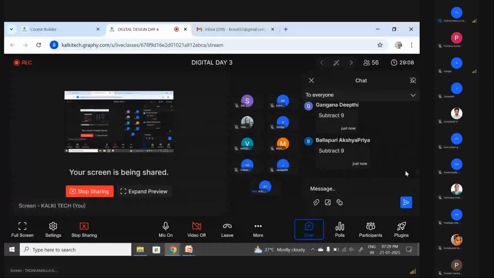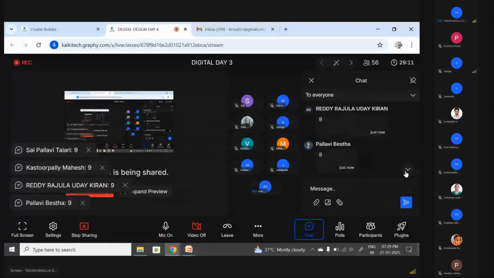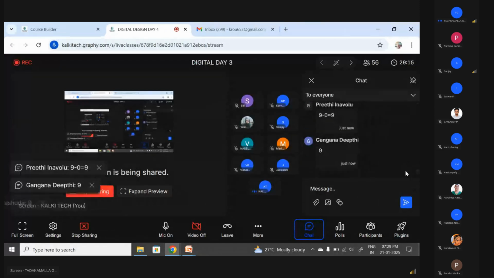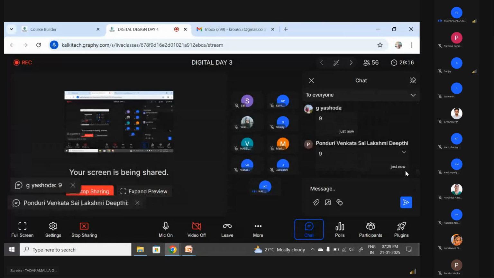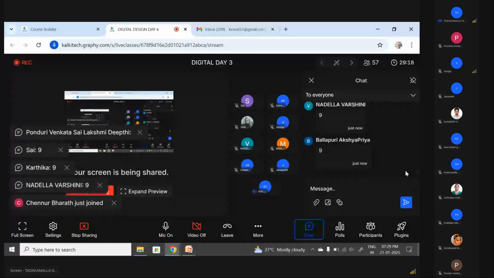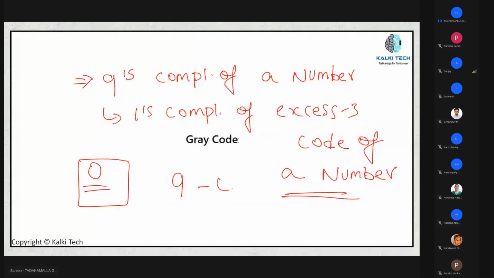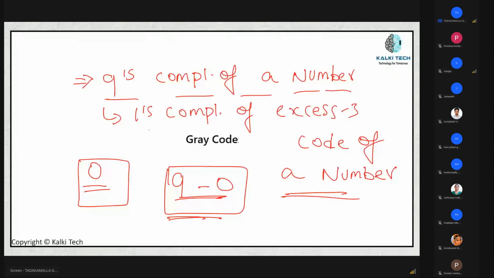Yeah. What is the nines complement of 0? 9. Okay. Now, the nines complement of 0, how are you finding it? You're subtracting 9 from the digit 0. Okay. But what I'm telling is, to find a nines complement of a number, just simply find the ones complement of the XS3 code of a number.